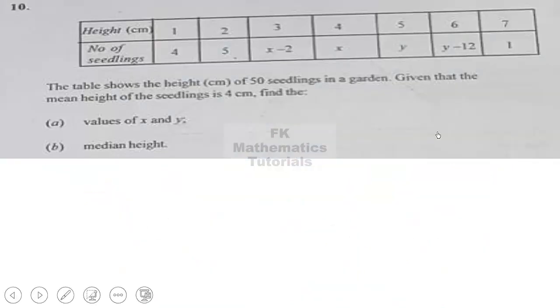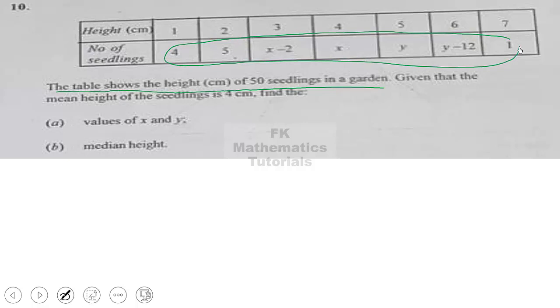So we have question number 10 here. The table shows the height of 50 seedlings in a garden. Given that the mean height of the seedlings is 4 centimeters, find the values of x and y. So we're going to use the information to answer the questions. We're told that there are 50 seedlings, so it means the total frequency should be equal to 50.